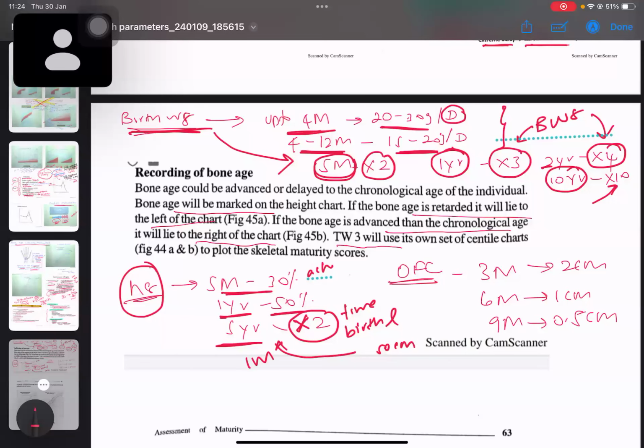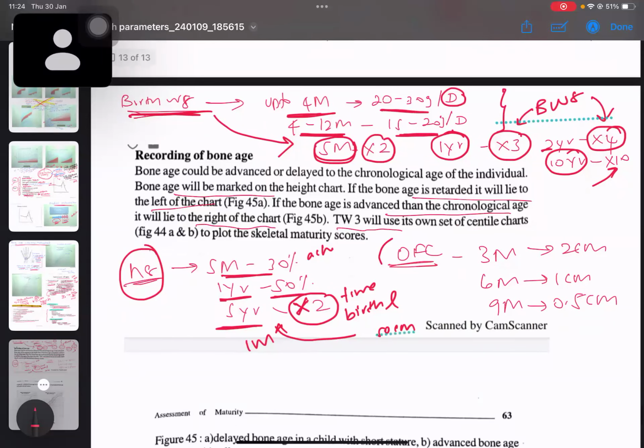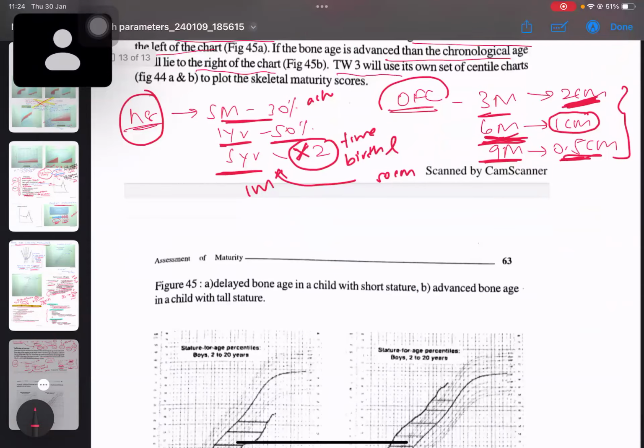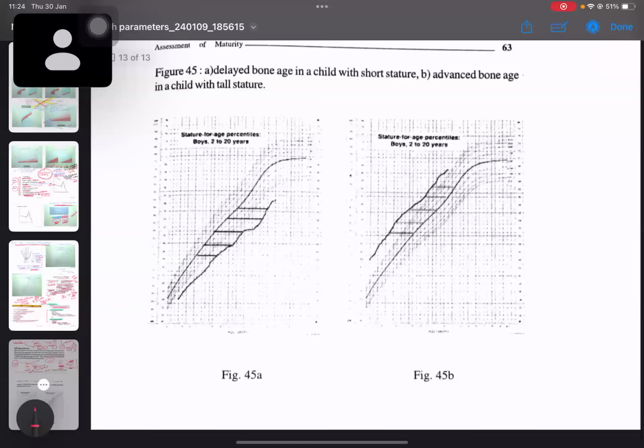And for the OFC, up to 3 months it would be 2 centimeters per month, and at 6 months, 1 centimeter per month, and at 9 months, it will increase by 0.5 centimeter per month, in this order. These are usually asked in MCQs. Okay, that's all about the growth of the children.